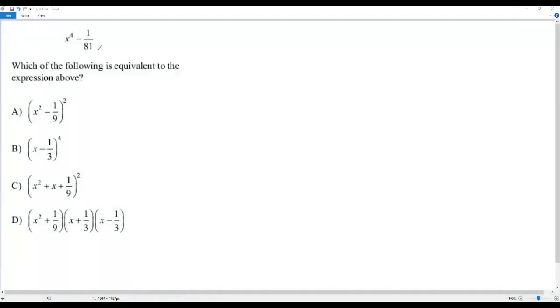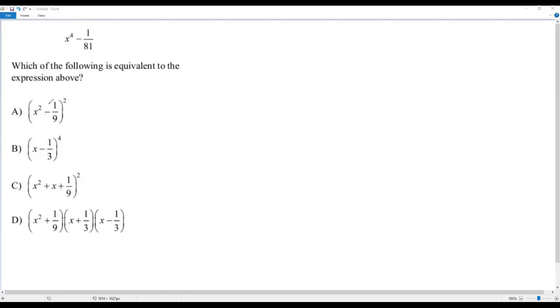Here we have a SAT math question. Okay, let's go to the problem. So here we have an expression that is x to the fourth power negative 1 over 81. Which of the following is equivalent to the expression above? In the given answer choices, I have to find the one that is equivalent to this expression, x to the fourth power negative 1 over 81.